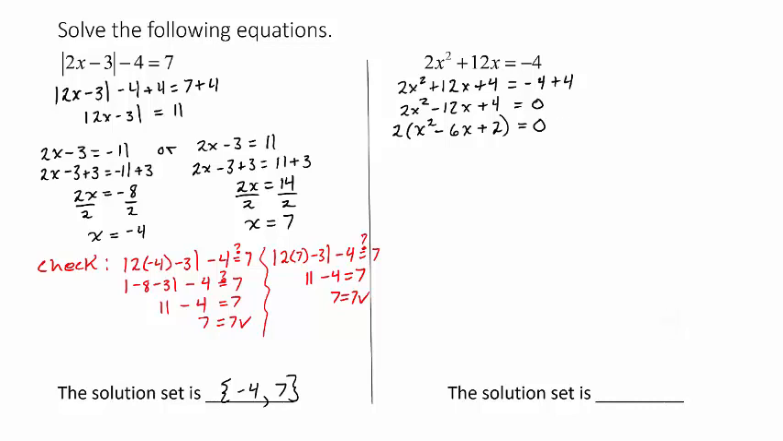Well, let me see here. I'd have to have factors of 2 that add to negative 6. The only factors of 2, if they both have to be negative, would be negative 2 and negative 1, and that adds to negative 3. So this doesn't factor, right?